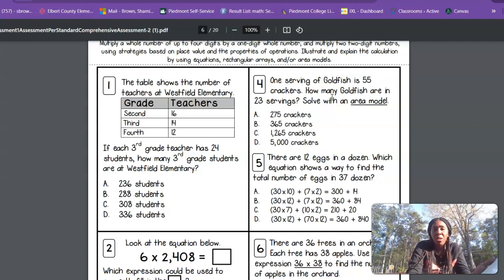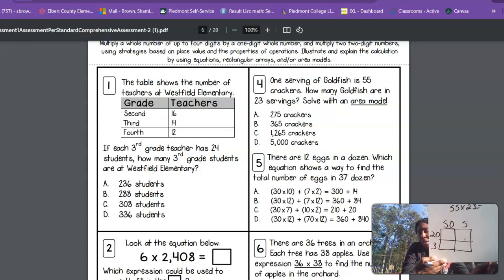So it's telling us to solve with an area model. So I have 55 times 23. So if I did that as area model, give myself some room here. So I'll break apart the top. I will have 50 and 5. And on the side I will have 20 and 3. So that's how I would set up my area model. 50 and 5, 20 and 3.